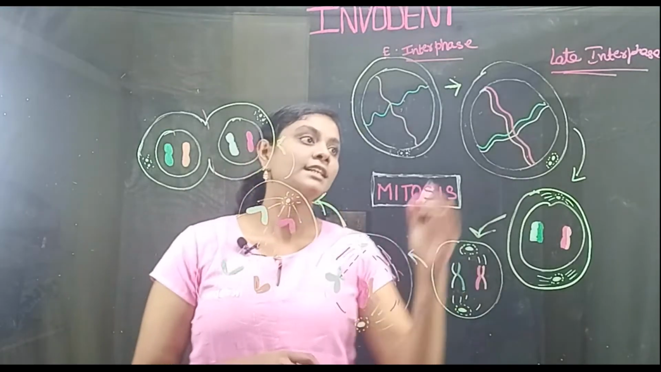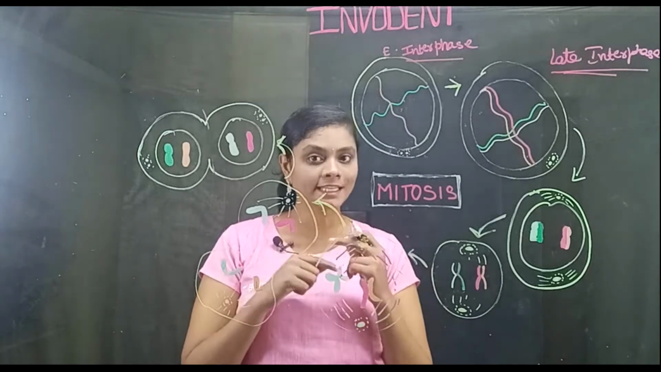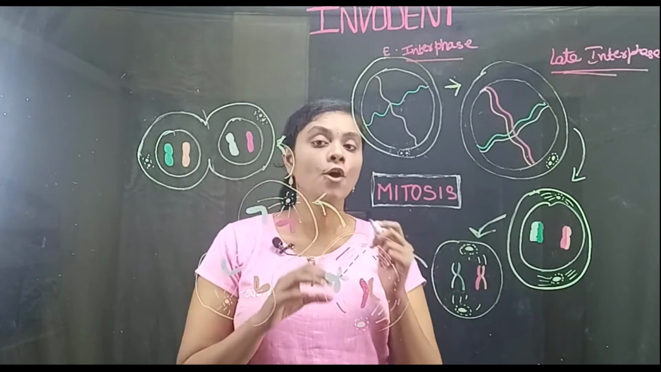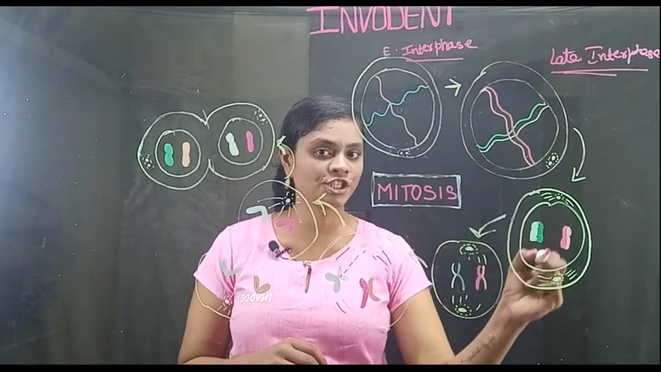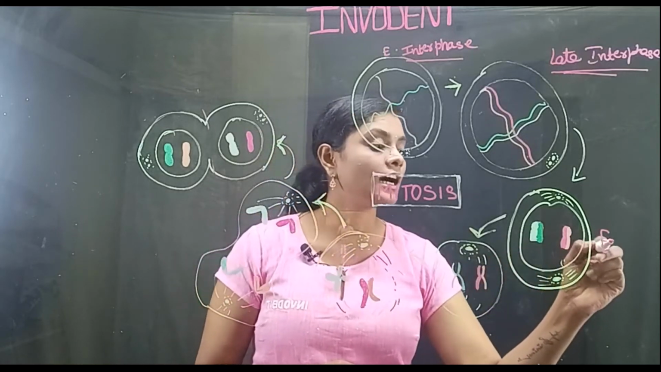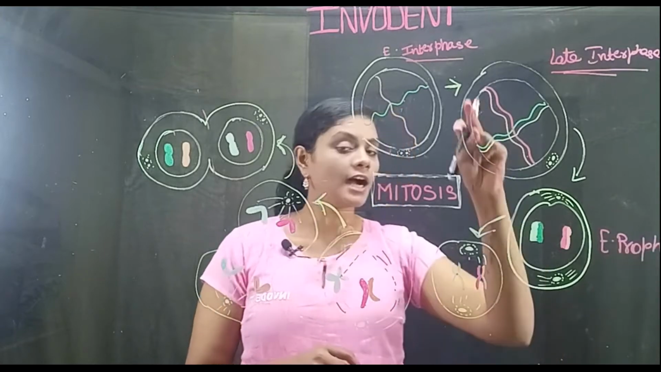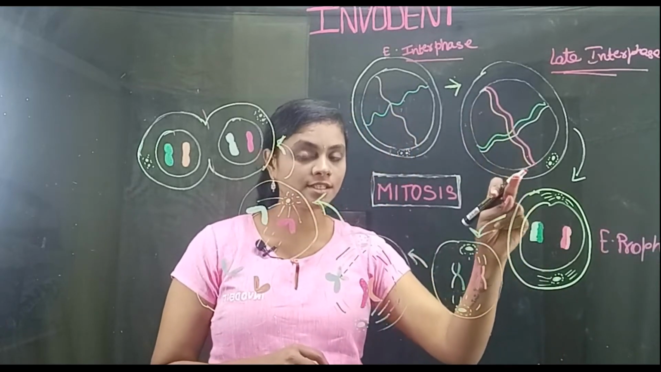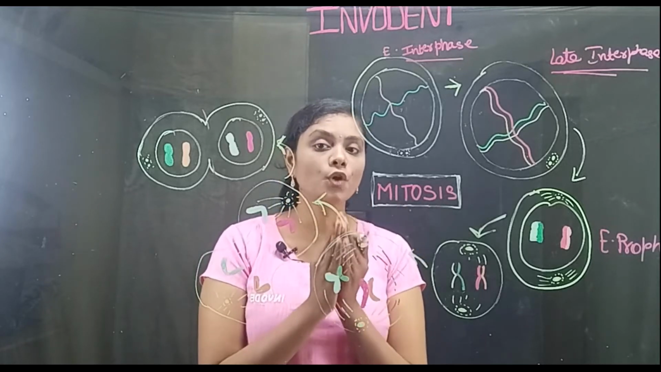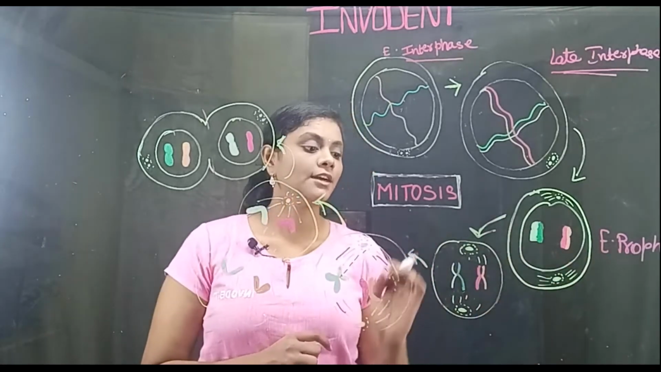Then what happens? This uncoiled chromatin material starts coiling up. So that coiled, condensed chromatin material will appear rod shaped. The rod-like structures of the chromatin are seen in early prophase. So in early prophase, the uncoiled chromatin material starts coiling and gets condensed to form rod shaped structures. So that is seen in early prophase.